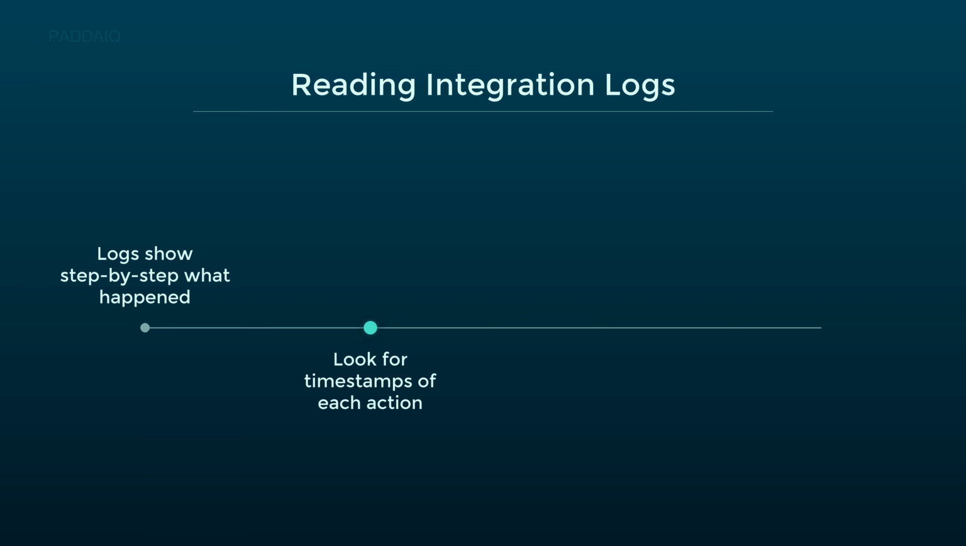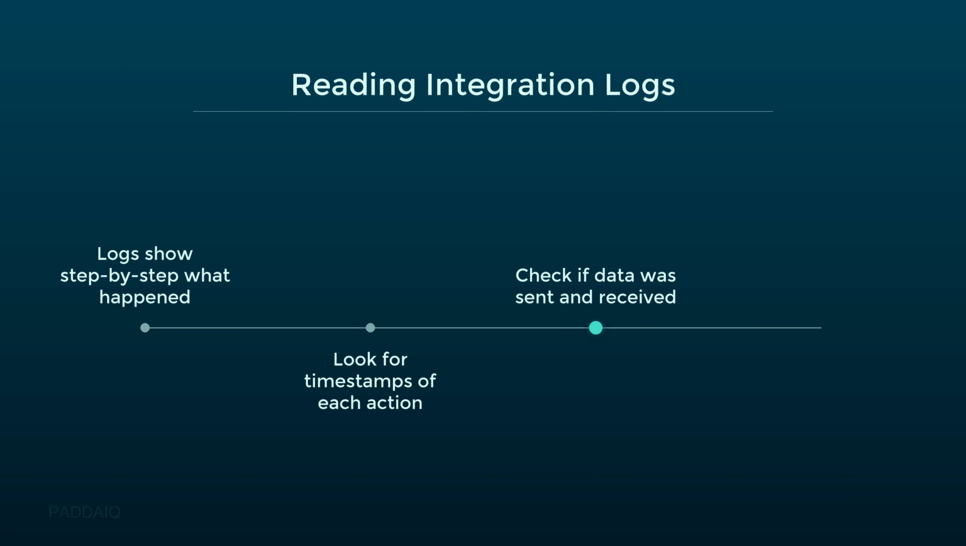Look for timestamps of each action. This means noting the exact time each step in your integration process occurs, helping you trace the flow and identify delays. For example, if an order fails, check when it was sent versus when it arrived in the target system. Following these timestamps ensures you can quickly pinpoint and resolve issues in your integration flow.